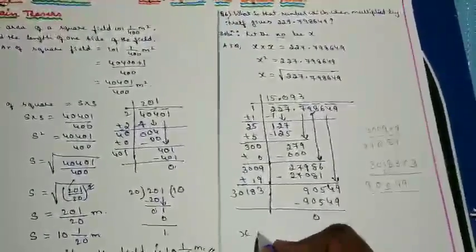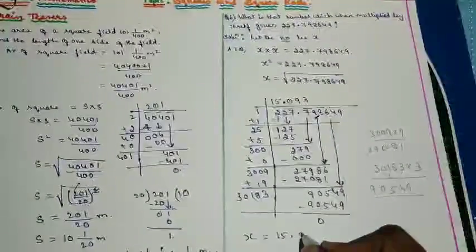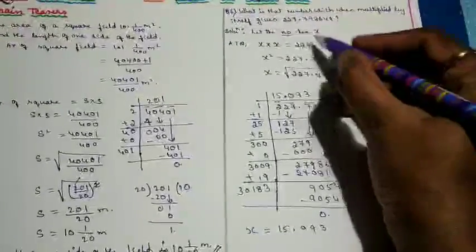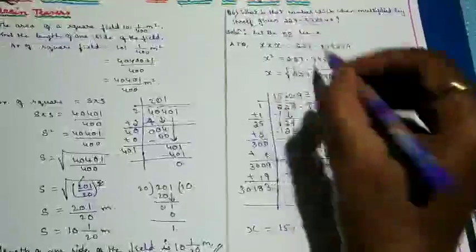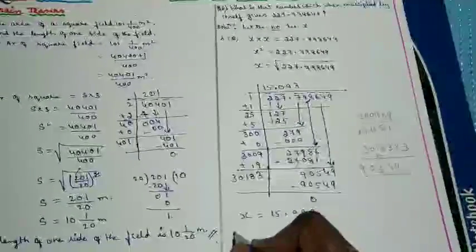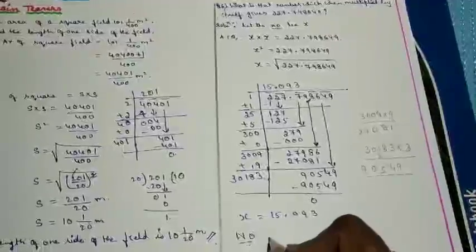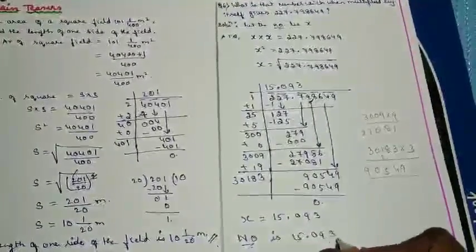Therefore the value of x is whatever we got in the quotient, 15.093. What is x according to our assumption? It's nothing but a number. And what is asked in the question? Find that number, right? What is that number? So the number is 15.093.